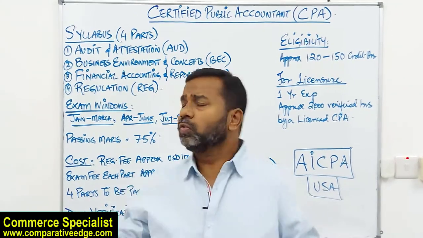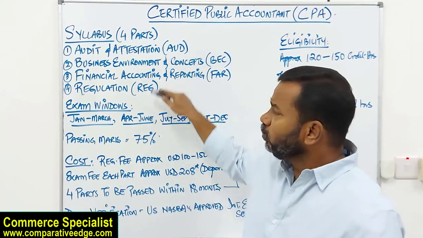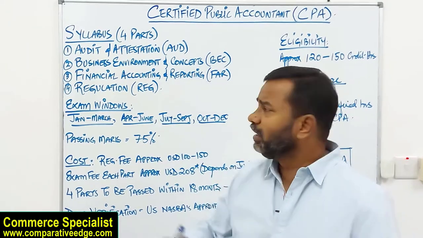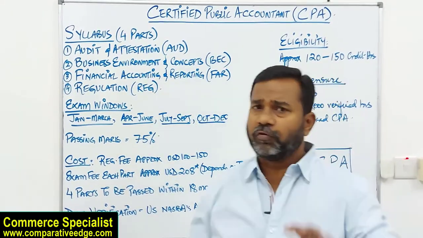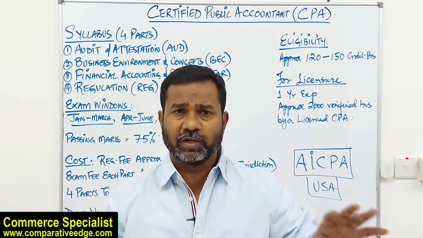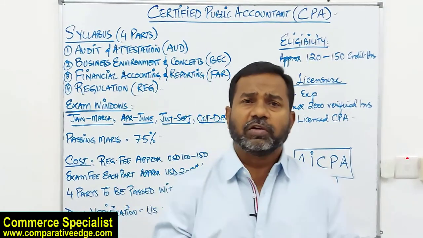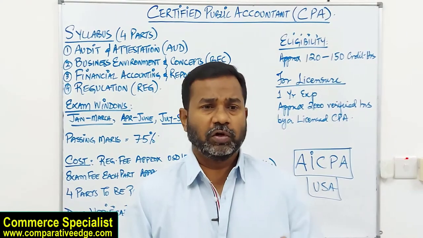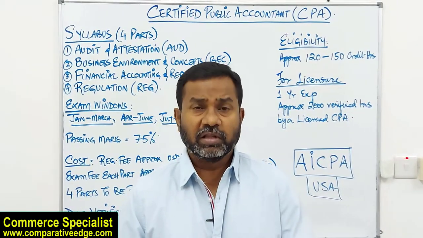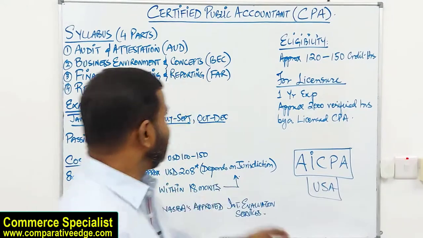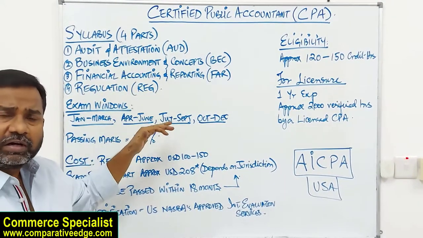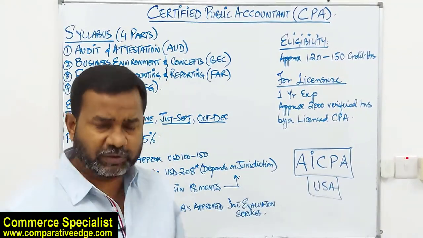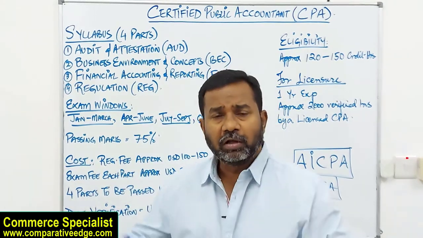So out of these four, whichever you feel comfortable in, let's say financial accounting and reporting. If your financial accounting and financial reporting area is very strong, try to give this part first. That gives you the confidence that yes, you have cleared one part at least, another three to go. So all these exams can be given in any order depending upon your expertise and your comfort level with the syllabus area.